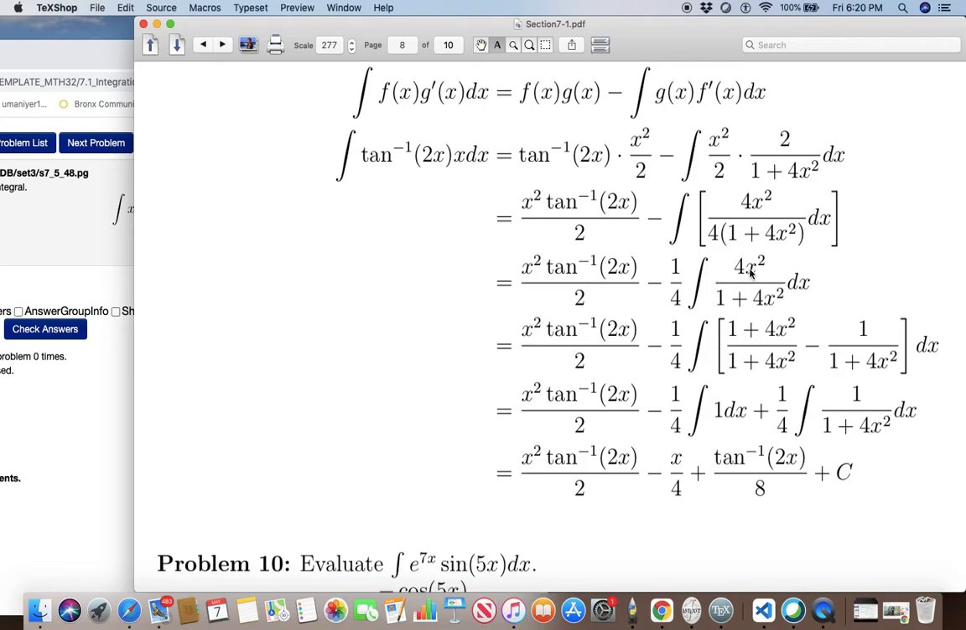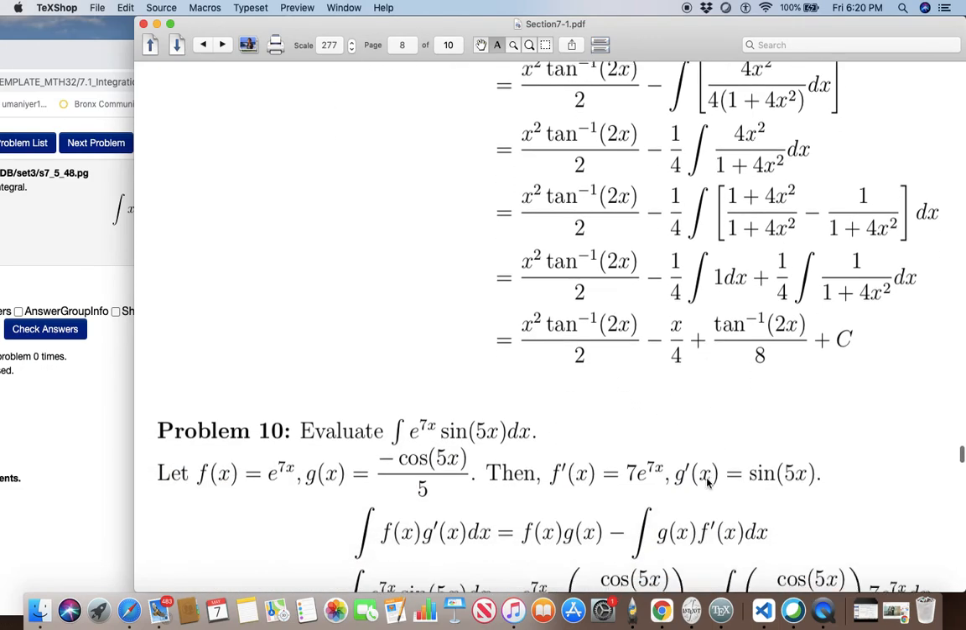Why did I do that? I can now split this particular fraction as 1 plus 4x squared over 1 plus 4x squared, minus 1 over 1 plus 4x squared. This quantity is simply a 1. Its integral is easy to find. This quantity is 1 over 1 plus 4x squared. Its integral is tan inverse. So notice this 1 over 4, that's a common factor, all right? Integral of 1 over 1 plus 4x squared is tan inverse 2x over 2. That too with this 4 is an 8. So this is your final answer.